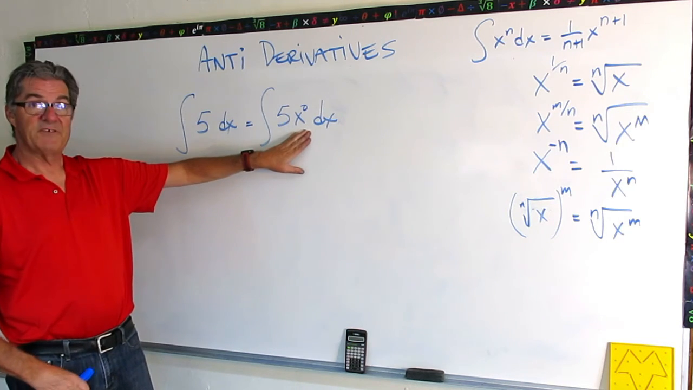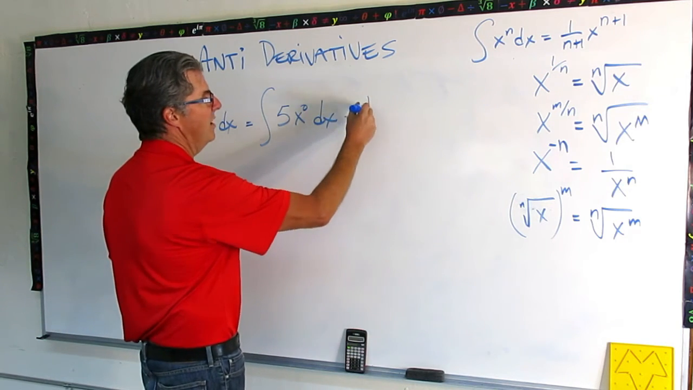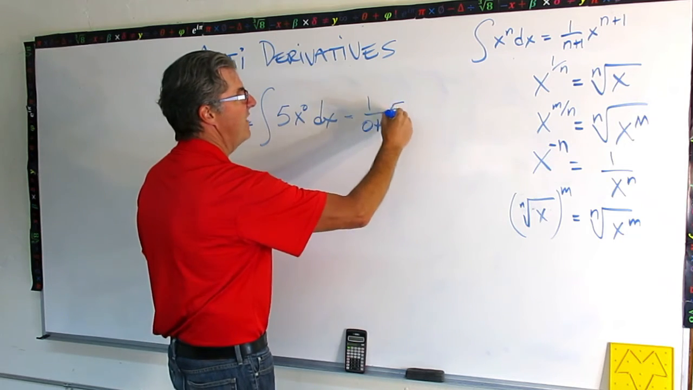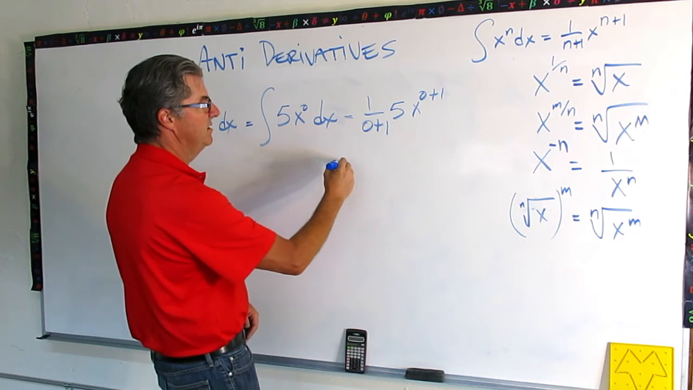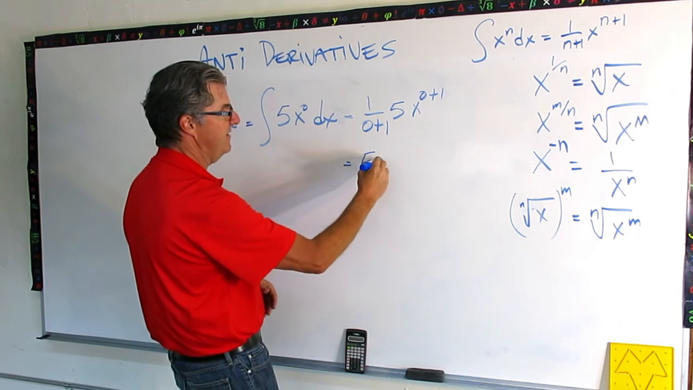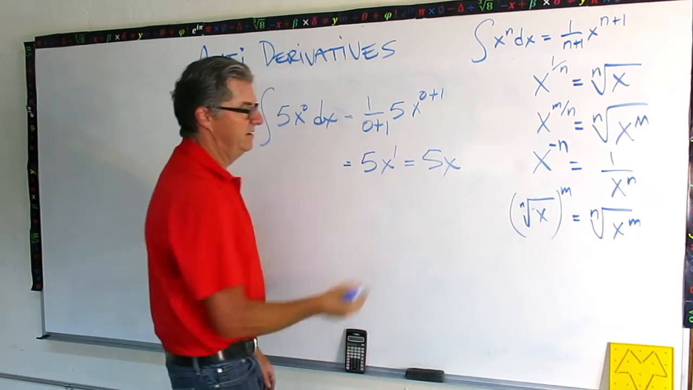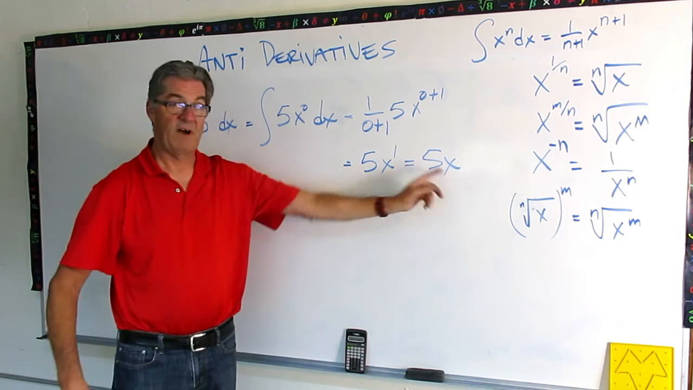Okay, so now that I have it in this form, I can go ahead and apply my integral rule. So this is going to be 1 over 0 plus 1, 5x to the 0 plus 1. Bring the 5 along. We're going to get 1 over 1 is just 1, so that stays, the 5 is right there, to the x to the 1. So the integral of 5 dx is just 5x.